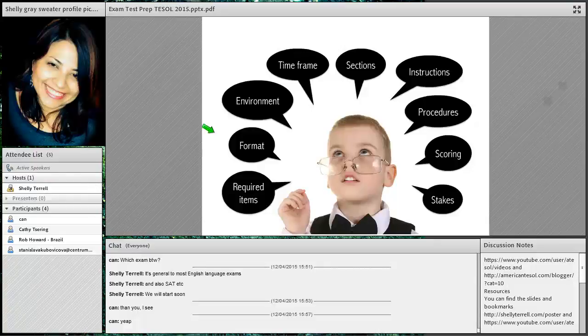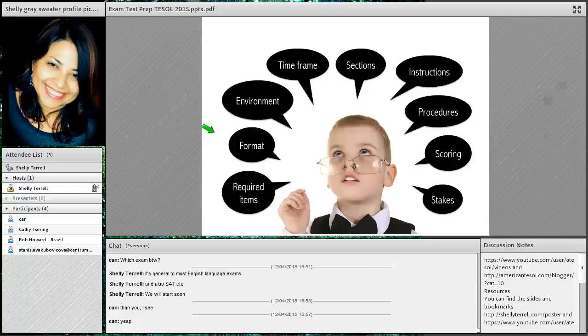The format of the test: how many sections, if they're timed, how they're going to be assessed, what's the environment they're going to take the test in. Also what are the sections: is there an oral, is there a speaking section, is there a listening section, and how they're going to be graded on those different sections. Also, the instructions, that's very important. We talked about that. And then what kind of stakes and procedures.